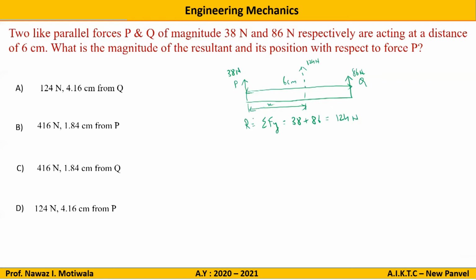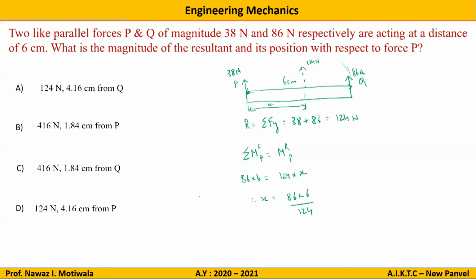So to locate the position of the resultant, we use Varignon's theorem. I will apply the summation of moments of all forces about P is equal to the moment of the resultant about P. If I take moment about point P, there is only one force which is making an anti-clockwise moment. So it will be 86 multiplied by 6 is equal to the moment of the resultant, 124 multiplied by x. So the x value will be 86 into 6 divided by 124.